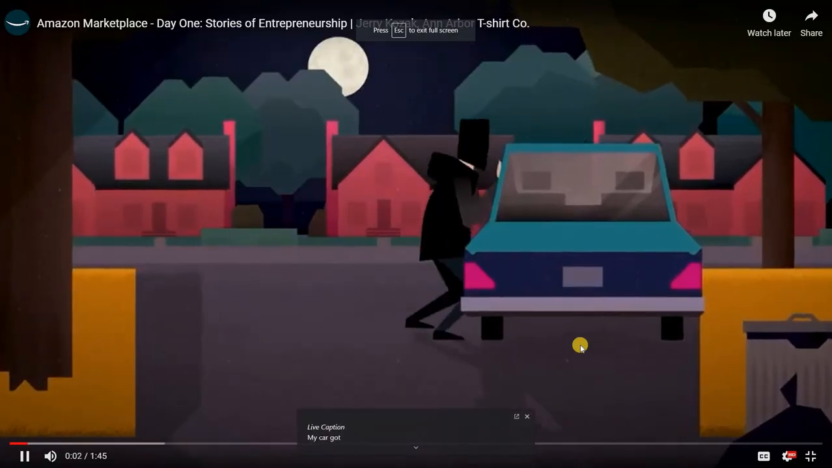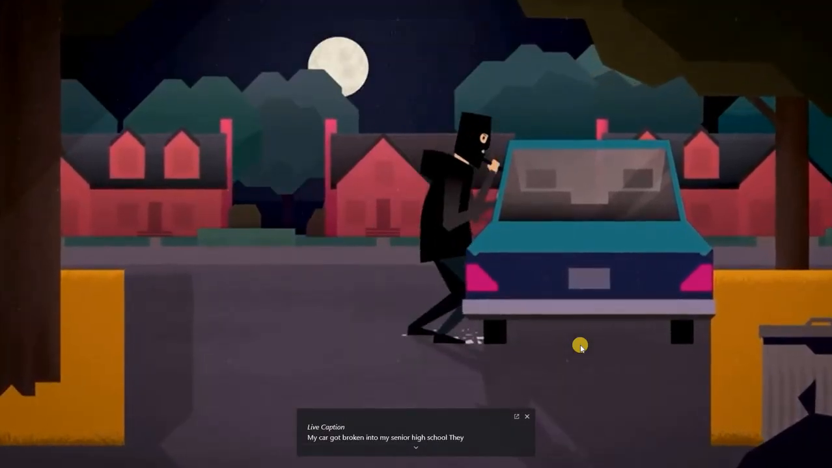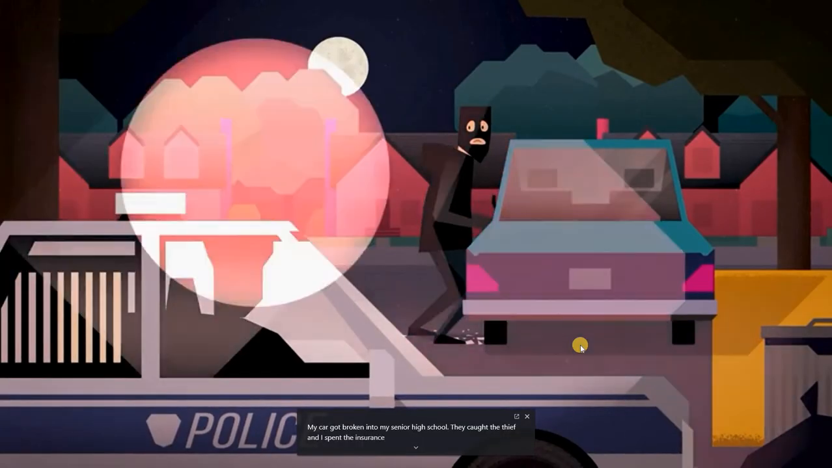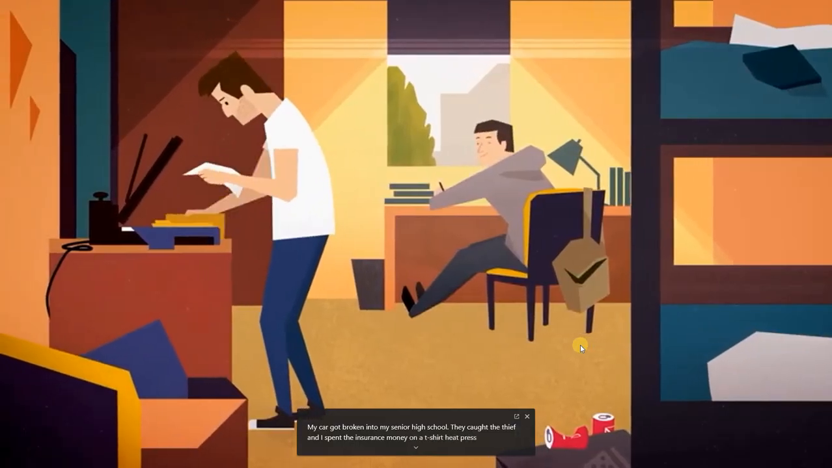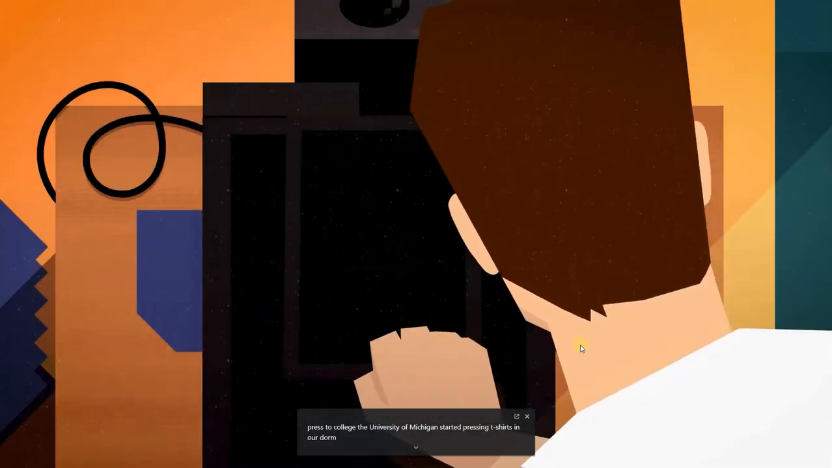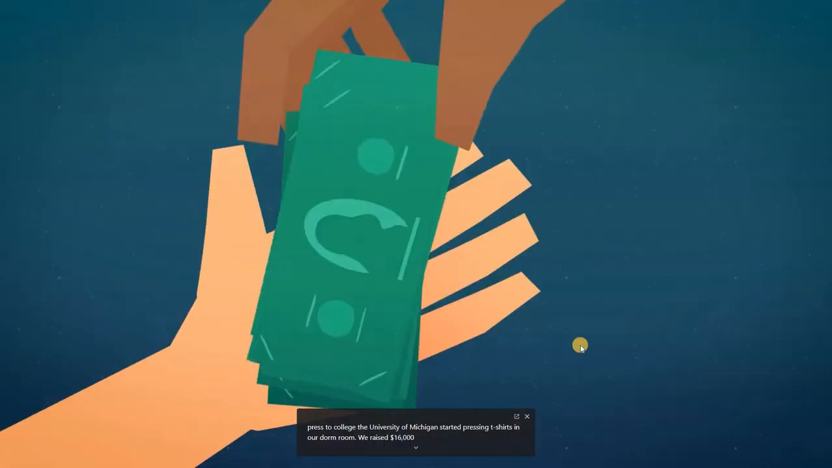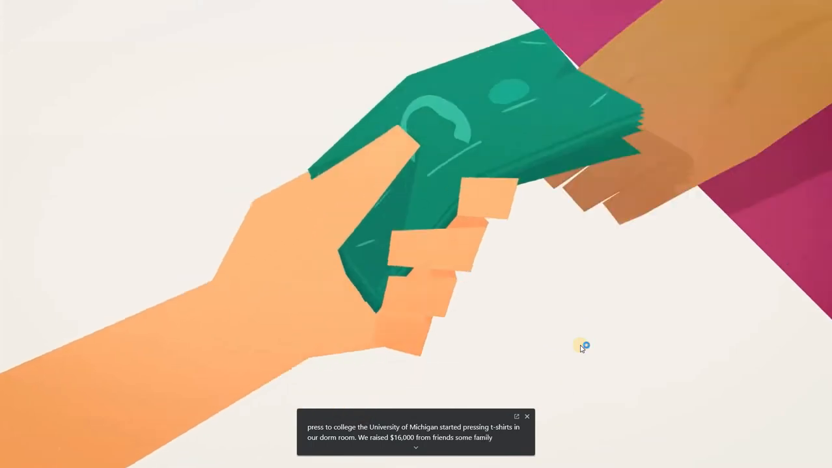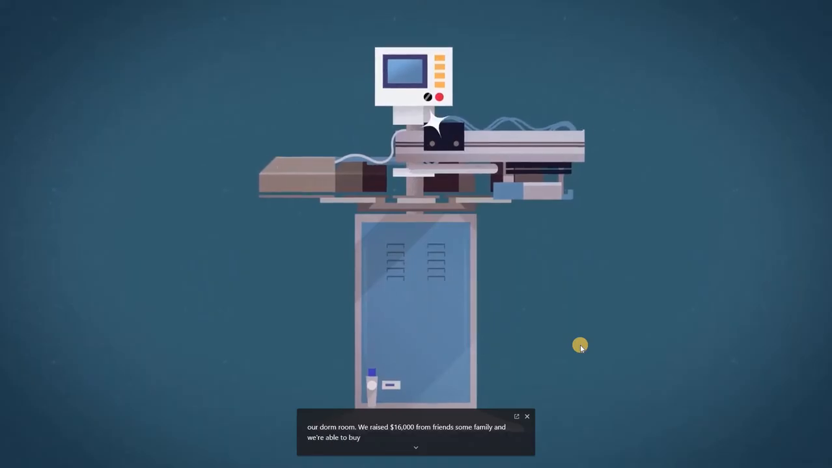My car got broken into my senior year of high school. They caught the thief, and I spent the insurance money on a t-shirt heat press. Took the heat press to college, the University of Michigan, and started pressing t-shirts in our dorm room. We raised $16,000 from friends and family, and were able to buy an entry-level t-shirt printer.